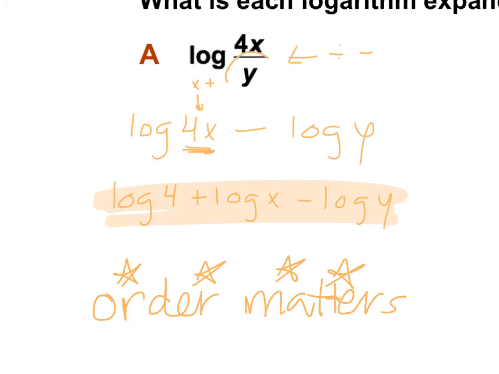If this y is on the bottom and it's being divided, we have to keep that y as the last thing here. So we can't move this up here. That would not work. So the order matters. Any questions on this one?